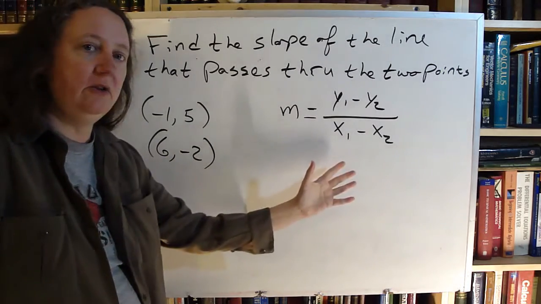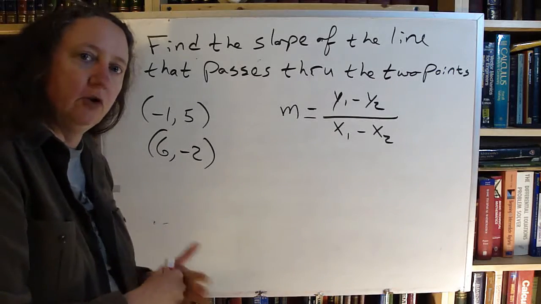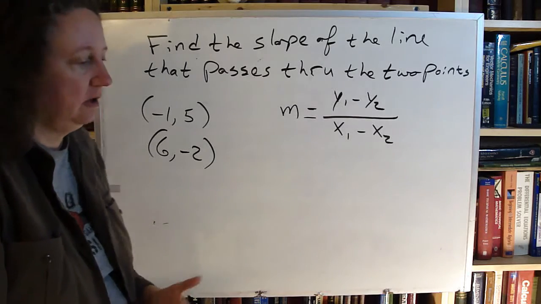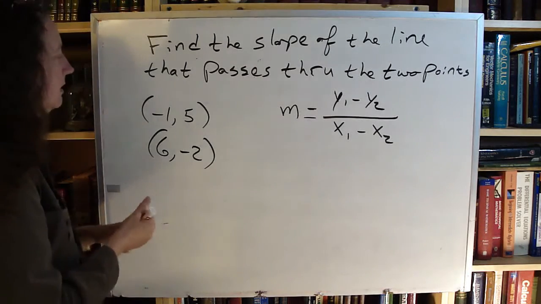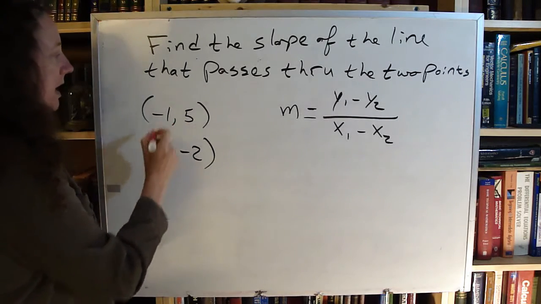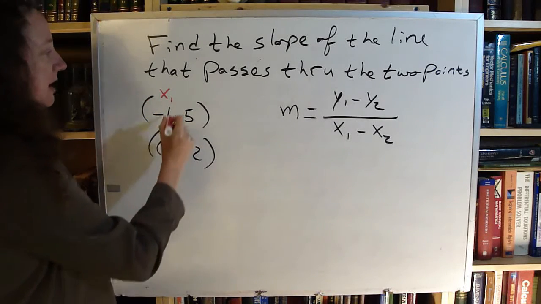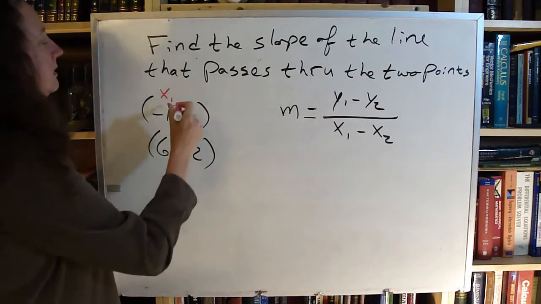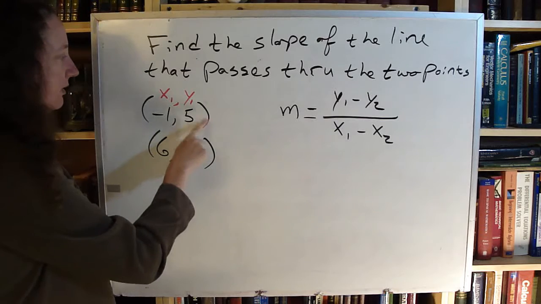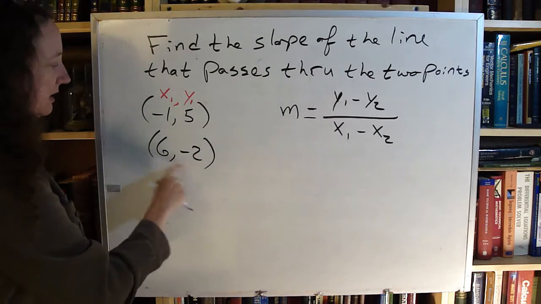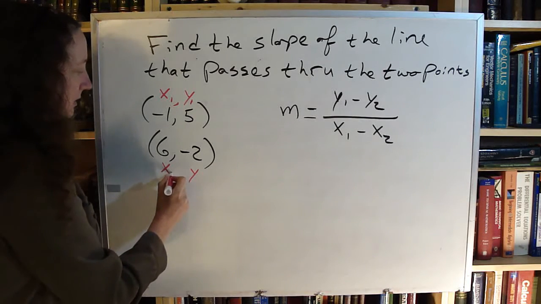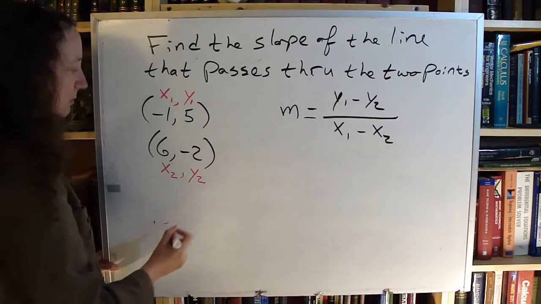So before we can even plug these in, we have to identify which point is our first point, which point is our second point. It doesn't really matter which one's the first and the second. I'll show you both ways. So here, I'm going to label my x and my y. So this is going to be my first point, x sub 1, comma, y sub 1, because you always have your x's, then your y's in any ordered pair. And then down here, this is my second point, and it's also x, y, so second point, second point.